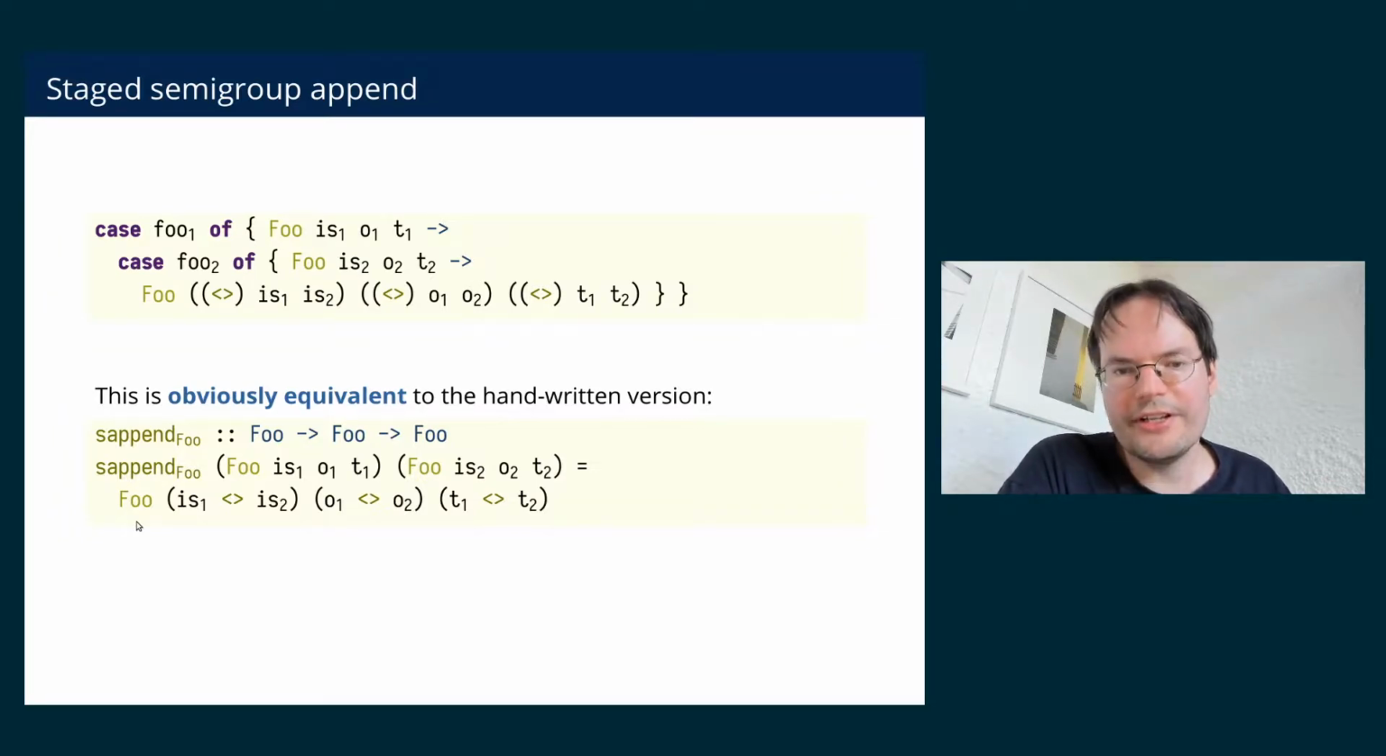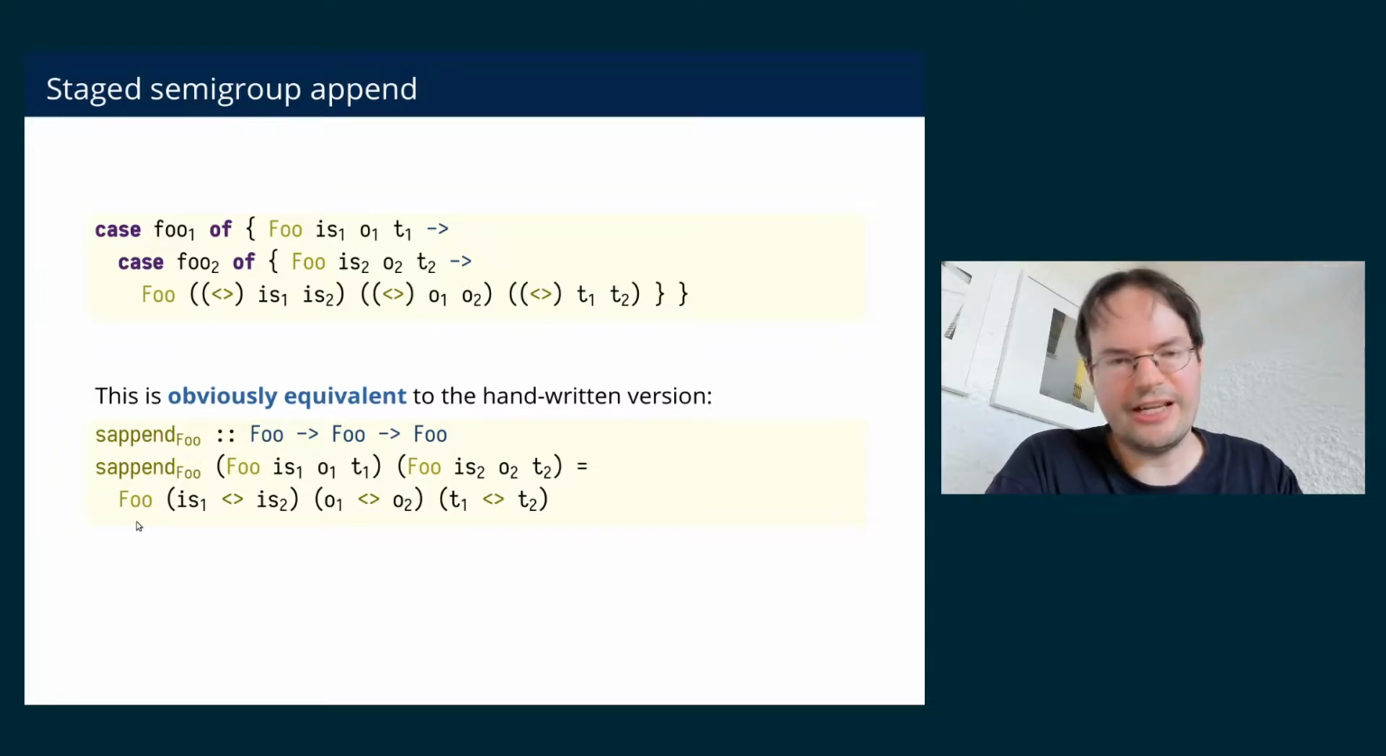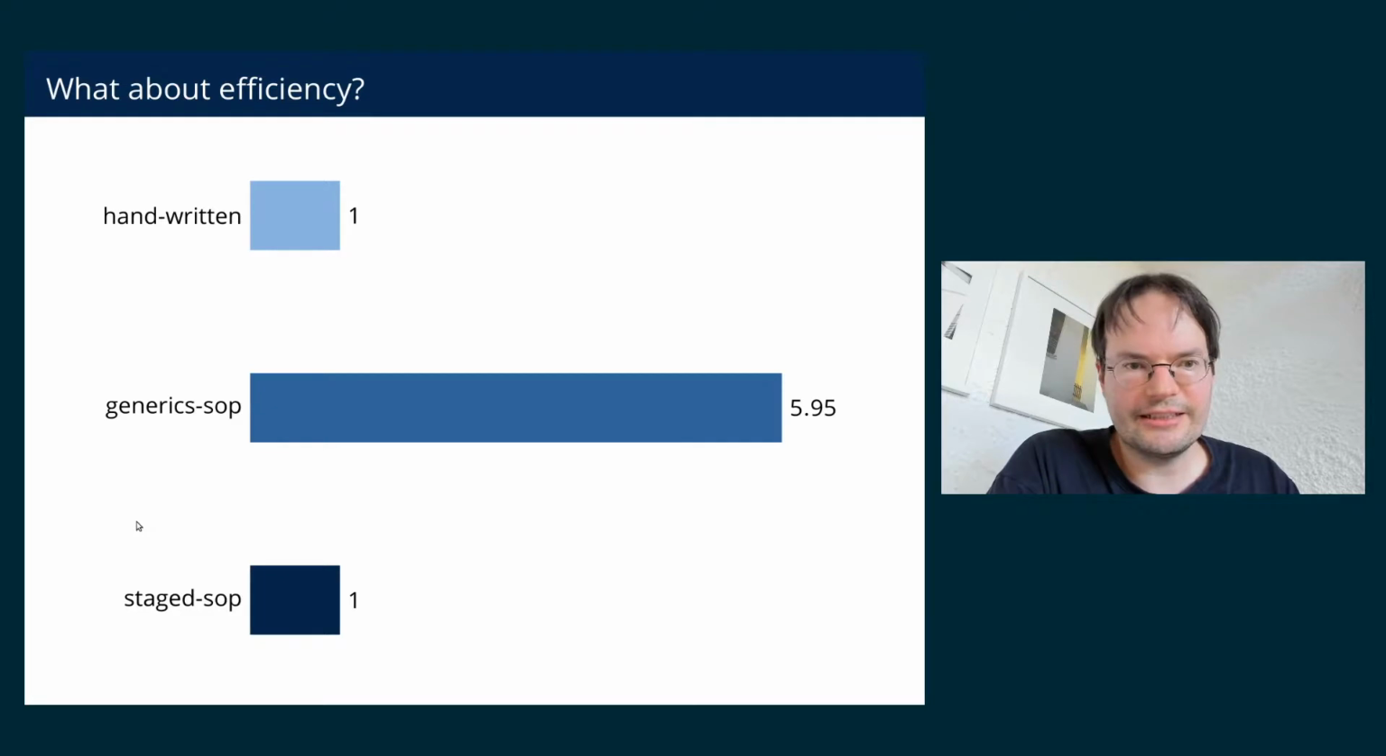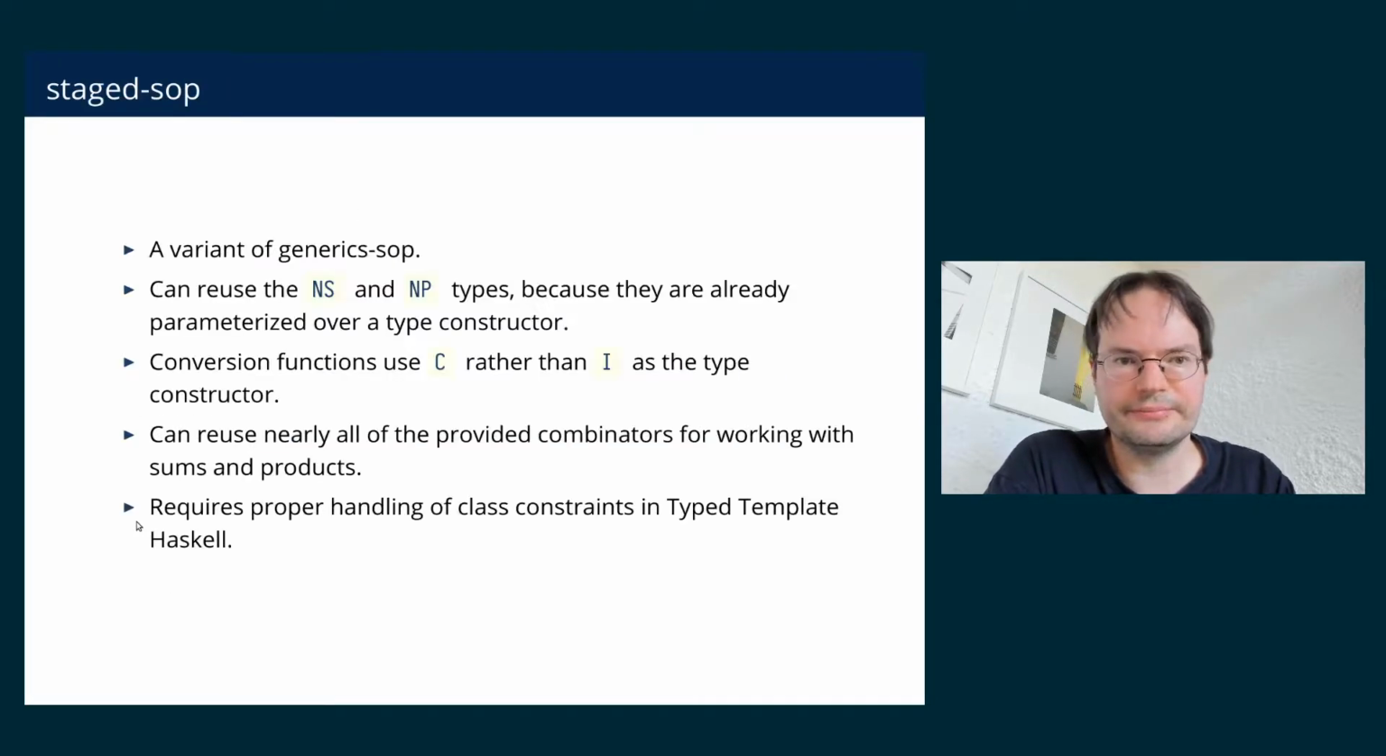And this is one of the nice things that staged SOP allows us to do. We can very easily see that the intermediate representation, these products and sums, only arise at compilation time, that they're only present for stuff that happens at compilation time, and they don't occur in runtime code. So it makes it much easier to reason about the efficiency of these functions. And indeed, now, because we've already seen that the code is equivalent, if we look at the efficiency of the staged SOP version of this code, it is exactly the same as the efficiency of the handwritten code. So staged SOP, to summarize, is a variant of generics SOP, and we can reuse quite a lot.